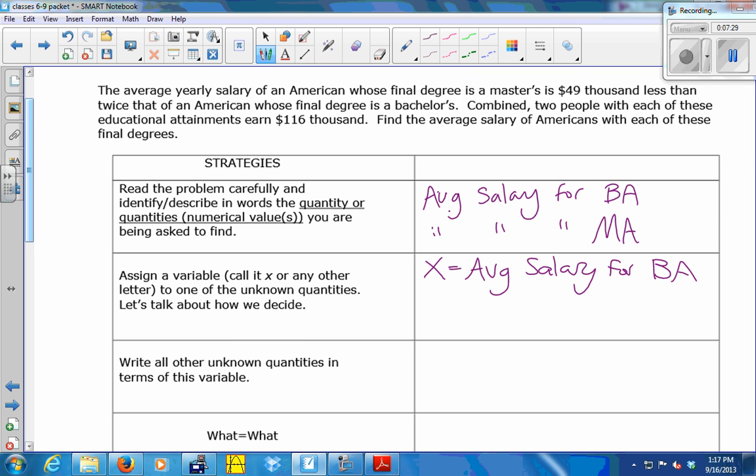Then we want to write all other unknown quantities in terms of this variable. So I need to come up with some expression that represents the average salary for a master's degree. It says it's 49,000 less than twice that of the bachelor's. So how would I express 49,000 less than twice the salary of someone with a bachelor's degree? 2x minus 49. Take the person with a bachelor's degree, double it, subtract 49,000.